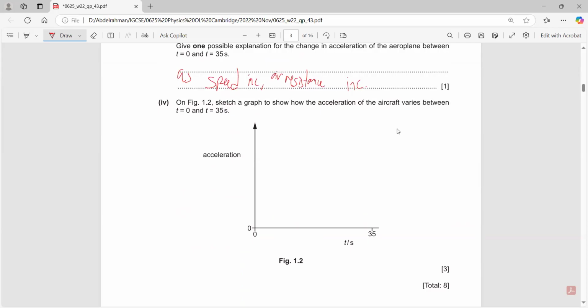So initially, you can draw a constant acceleration, which would be a horizontal line. Whatever the value of the acceleration was, it was moving with a constant acceleration. And then for decreasing acceleration, you can draw a straight line downwards. And then the last part, it was moving with another constant acceleration, which would be another horizontal line. That's all you need to do, up to the 35 seconds.